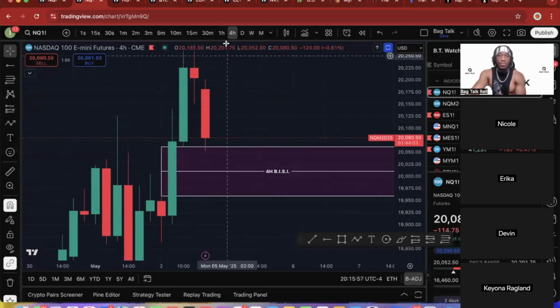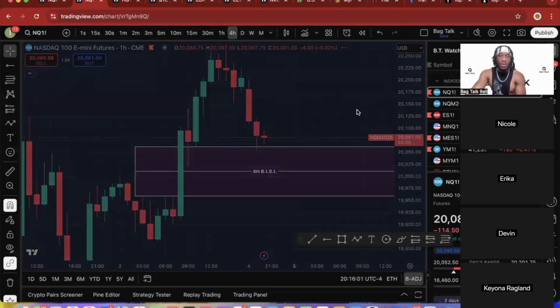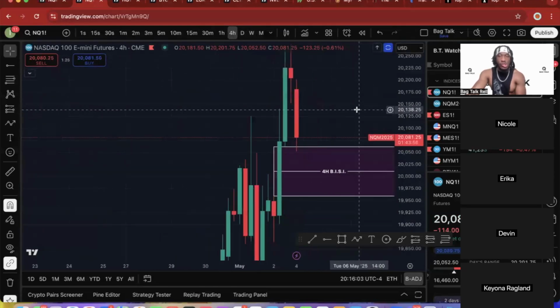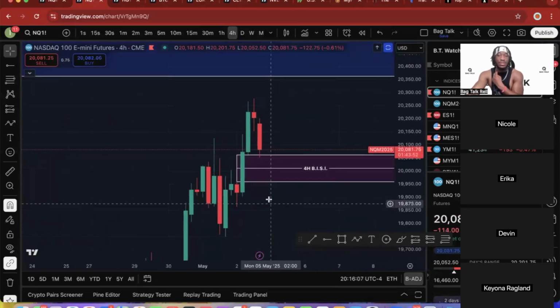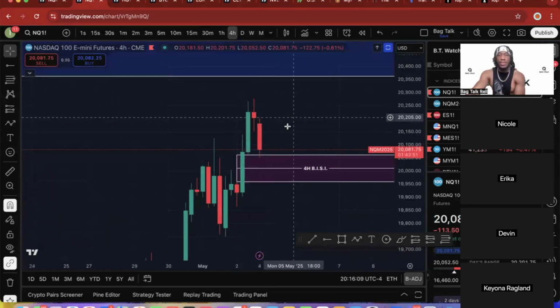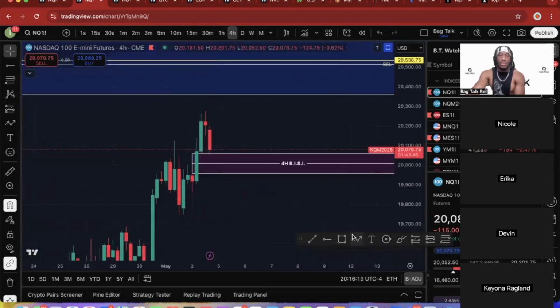Like, this area is very important to me. I do believe that we're gonna move to the lower half of it. I think we're gonna move to the lower half of this. So I don't think it's necessarily done dropping yet. I think we're gonna go to the lower half of this 4 hour bullish fair value gap. It's just a matter of will we use it.